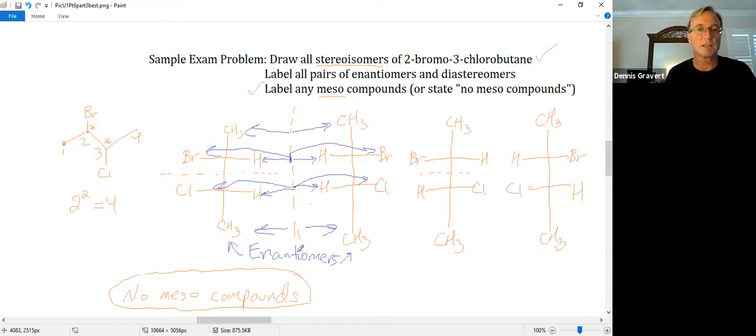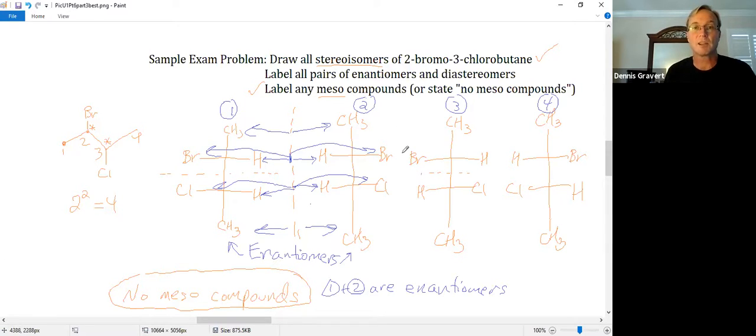This is one way of doing it. I've had other students say, this is molecule 1, here's molecule 2, here's molecule 3, here's molecule 4, and molecule, sorry, screen 1 and 2 are enantiomers. Cool. Do we have any other pairs of enantiomers?